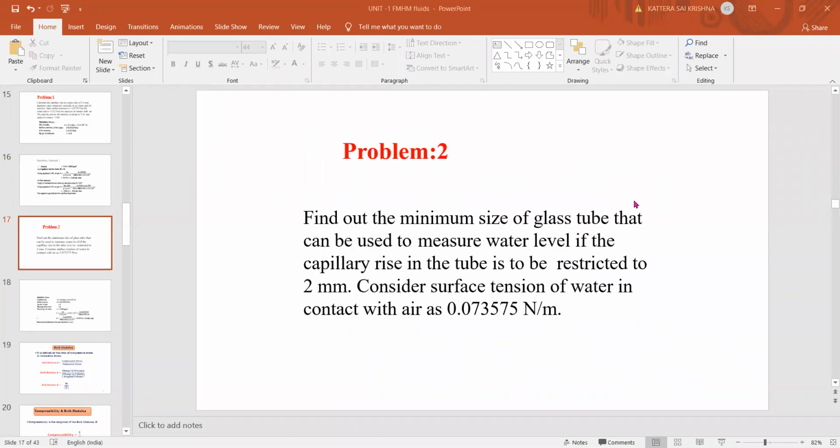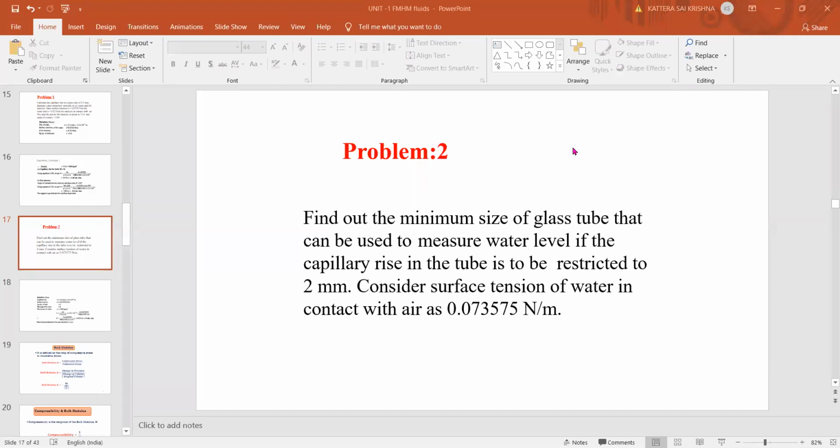Right, please take the next problem. Take the second problem, please. Find out the minimum size of the glass tube, nothing but we need to find the diameter of the glass tube that can be used to measure water level. So what is the fluid there? Water is the fluid. If the capillary rise in the tube is to be restricted to 2 mm. So this 2 mm is capillary rise. So H value is given 2 mm.